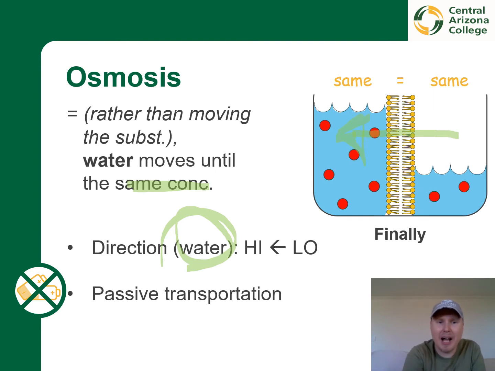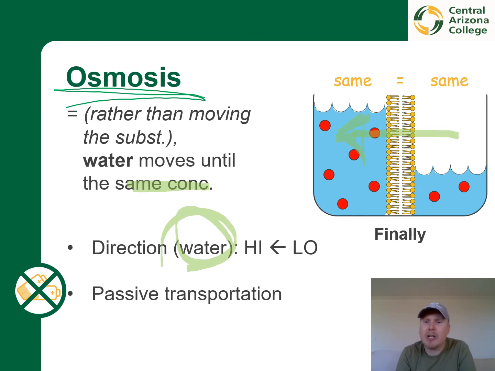So this is how osmosis, our second example of passive transport, works. Notice that unlike in diffusion, where the substance itself moved, in osmosis, it is the water that moves to balance concentrations on both sides of the plasma membrane.